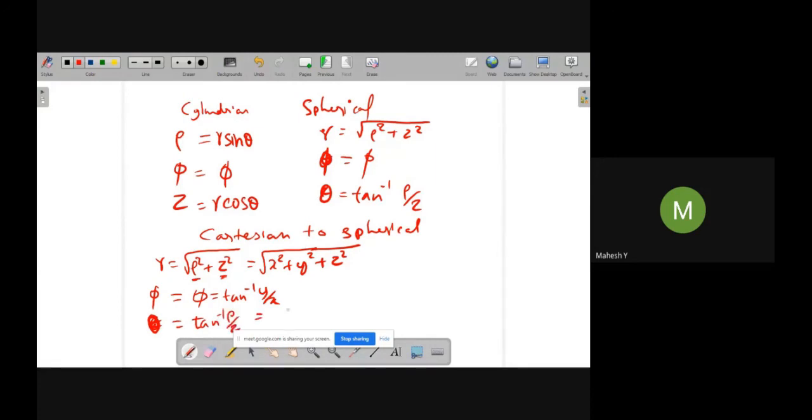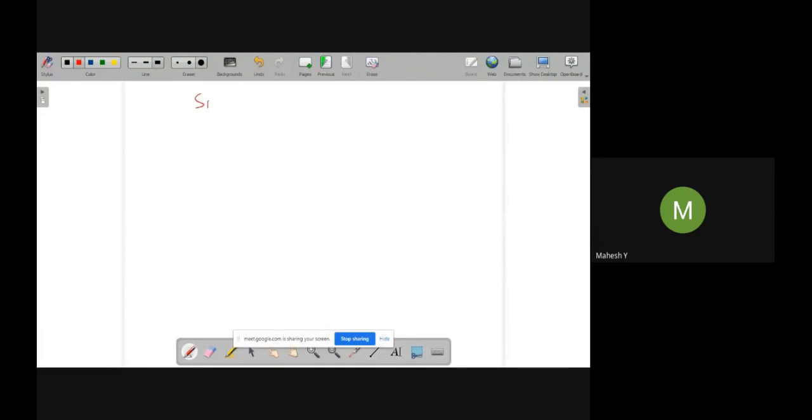Now what is rho? Root of x square plus y square, divided by z. So you got three relations, r, phi and theta in terms of x, y, z. This is how to convert Cartesian to spherical. Now we want spherical to Cartesian.